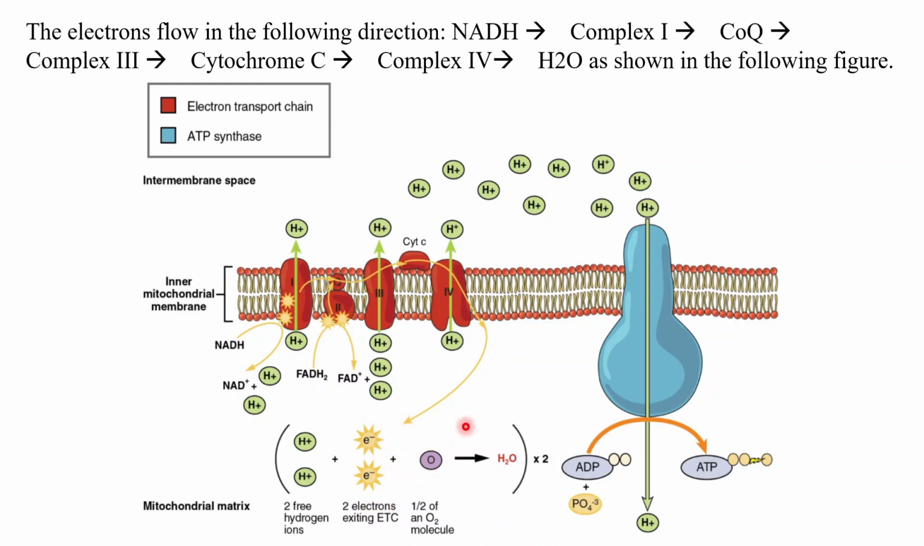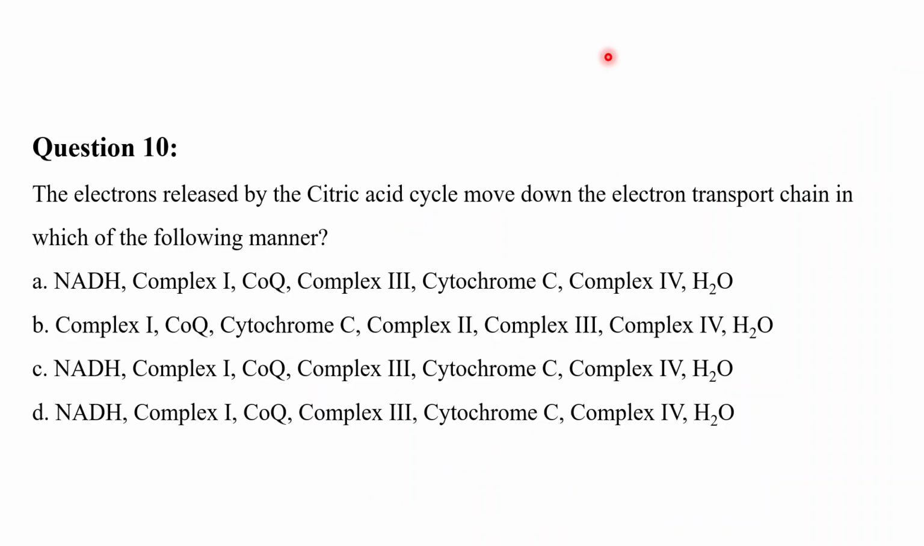Okay, that means at the end oxygen is present, accepting these electrons that are flowing through all these complexes. So, from NADH it is transferred to complex 1, then coenzyme Q, then complex 3, then cytochrome C, then complex 4, and then finally to the oxygen molecule. Okay. So, this is the sequence of the flow of electrons in an electron transport chain. NADH, complex 1, coenzyme Q, complex 3, cytochrome C, complex 4, and then H2O. Okay. So, the correct answer for this question is option number C.